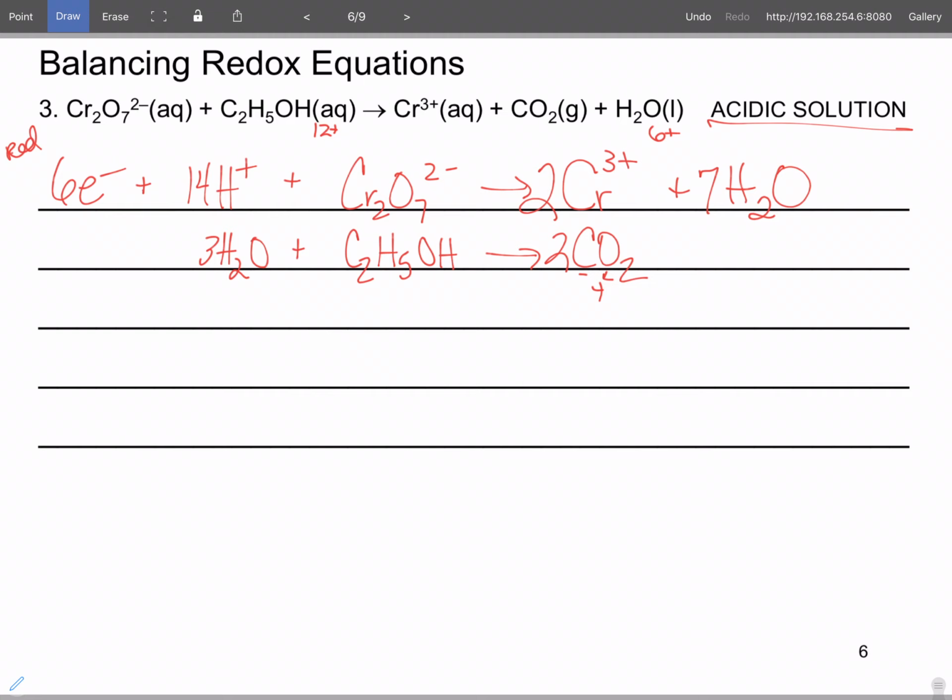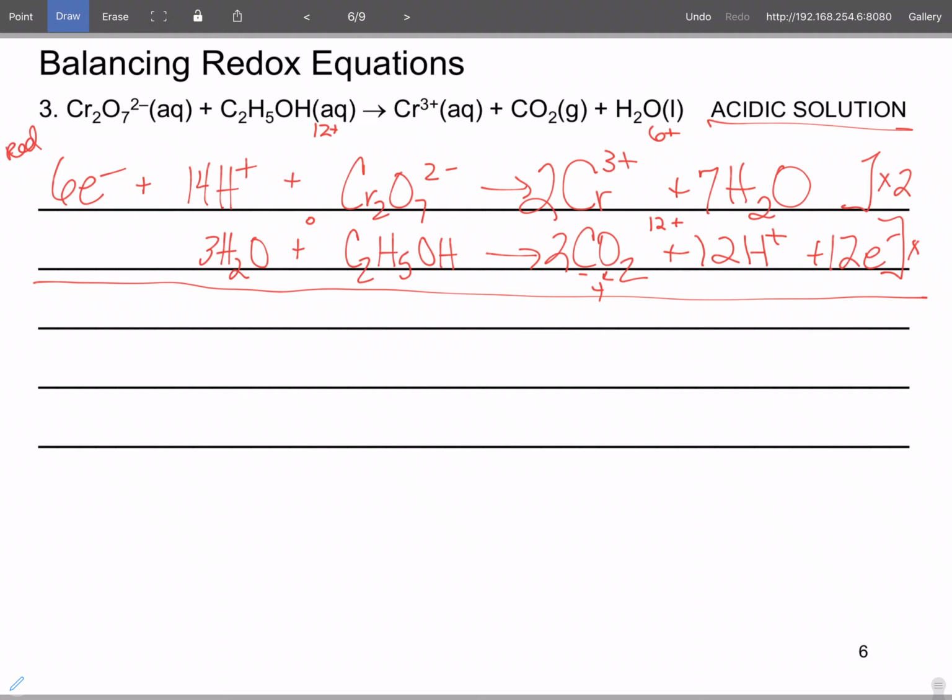Okay, that's 12 hydrogens. So the total charge on the reactant side is 0, and the total charge on the product side is 12 plus. So we're going to have to add 12 electrons to the product side in order for the charges to balance. Now, this has 6 electrons, so I'm going to multiply it by 2 to get to 12, and this one already has 12, so I'm going to multiply it by 1.